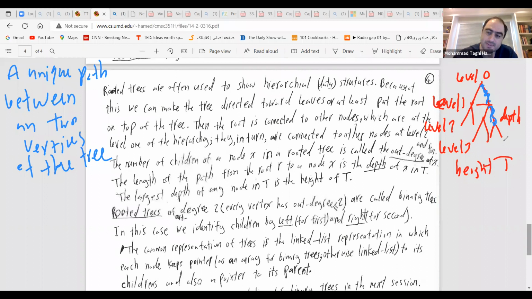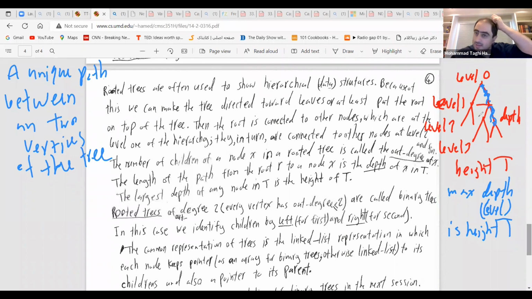And the maximum depth is called the height of the tree. So maximum depth, or in this case level, because these are the same. The maximum depth is the height. So for example, what is the height of this tree that I drew here? Please unmute and answer. 3. Yes, it is 3, because the depth or level of this vertex would be 3. So this one has height 3.